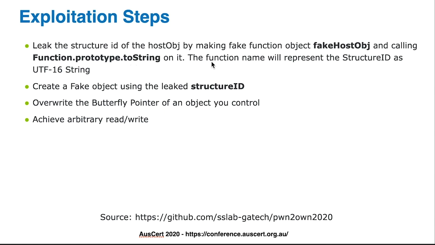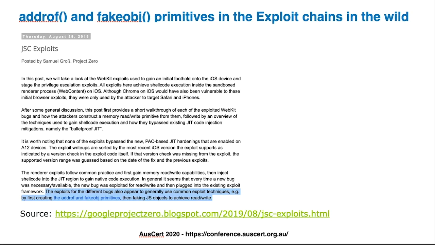function on it. And the output will basically contain a function name which will represent the structure ID as a UTF-16 string. Then you can create a fake object using the leaked structure ID, eventually being able to override the butterfly pointer of an object that you control, which, as we discussed, will give you arbitrary read write, right? So this exploit is very complicated to explain in a 40-minute talk. I would highly recommend you go through this link and read the write-up.